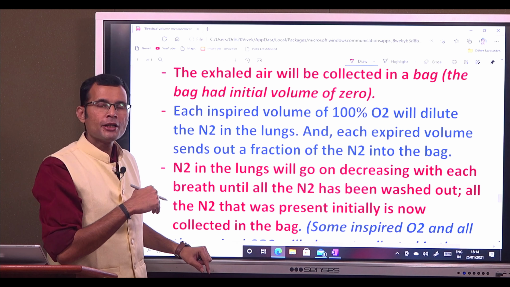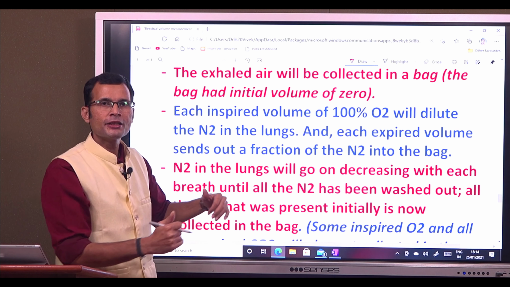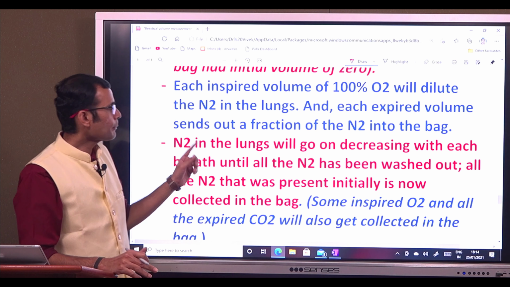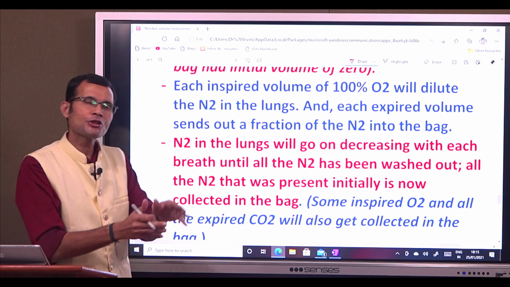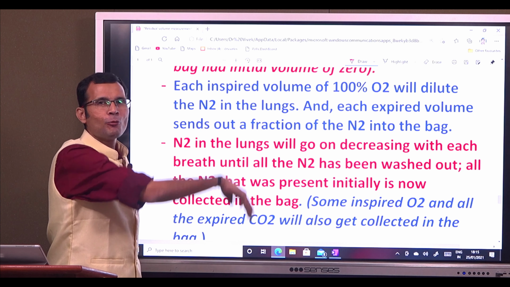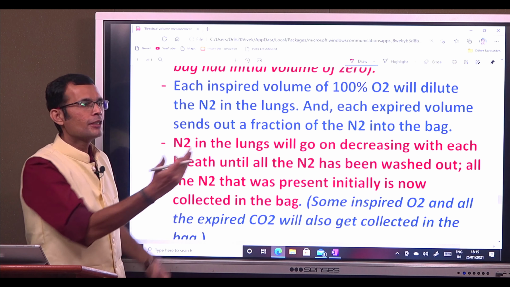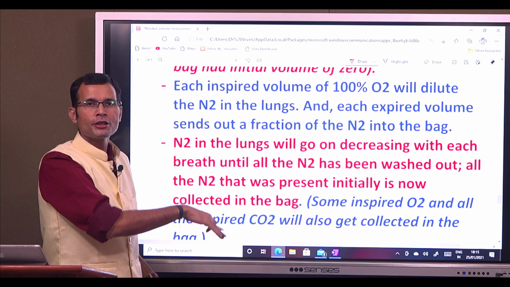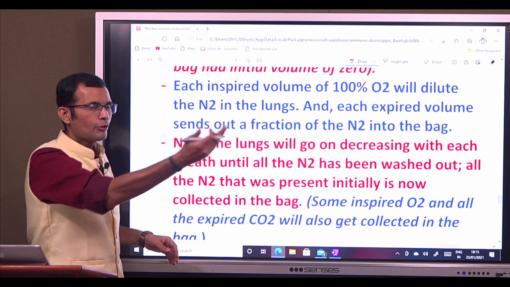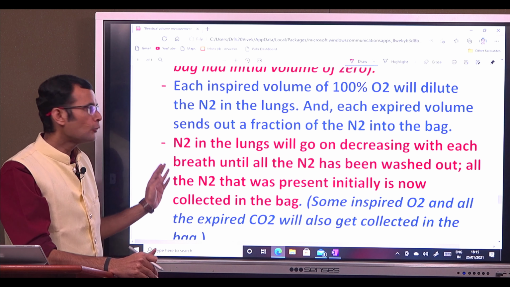Each 100% oxygen going in will dilute the nitrogen, like it will dilute that tea powder, and it will come out. Each expired volume sends out a fraction of nitrogen into the bag. Slowly, slowly, we fill the water, and some amount of tea powder will come out. Then again, we fill the water into the cup, and some more tea powder comes out. Similarly, we inspire the oxygen, and some amount of nitrogen from the lung comes out.